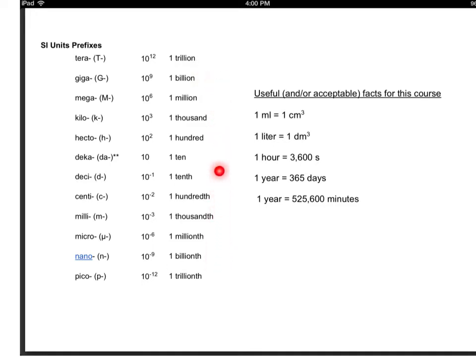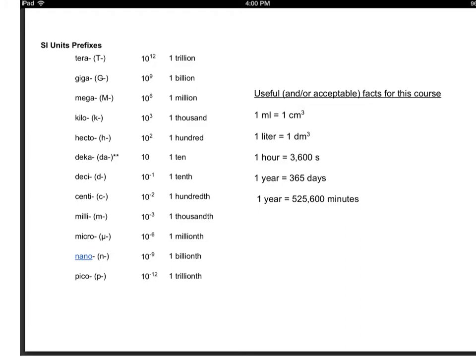Now, you're actually going to have to know from giga all the way down to nano. Those are the prefixes that you need to know. Don't worry about the nano being highlighted in blue here. That was just because it was a web link to some interesting stuff about nanobots, but I don't think it's going to work in the video, so sorry about that.